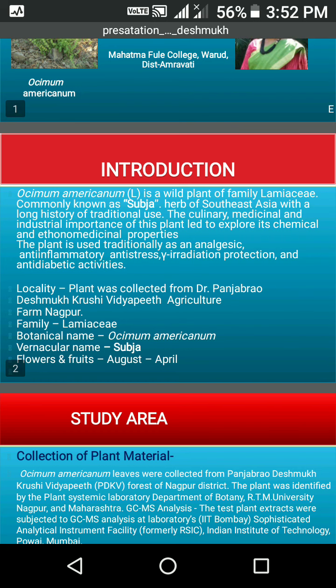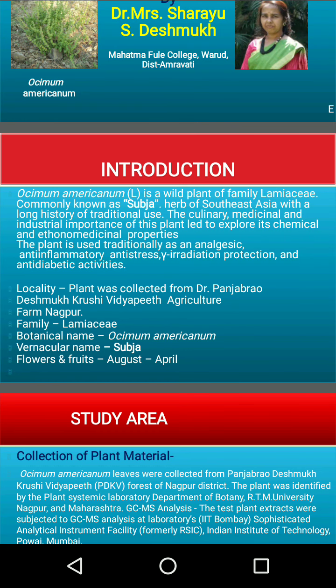Introduction of this plant. Ocimum americanum is a wild plant and it belongs to family Lamiaceae, commonly known as sabja. The culinary, medicinal and industrial importance of this plant led to exploring its chemical and ethnomedicinal properties. The plant is traditionally used as an analgesic, anti-inflammatory, anti-stress, and anti-diabetic agent. It's very useful for ethnomedicinal study.